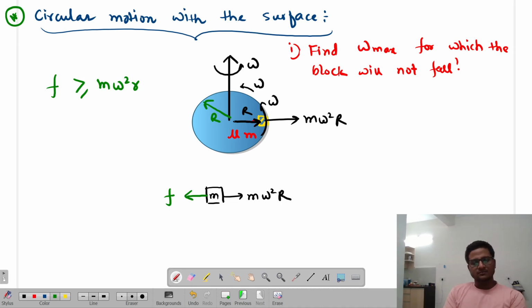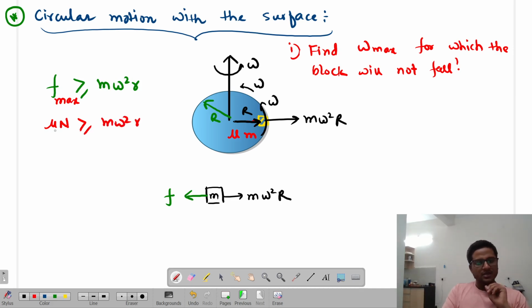Now, if m omega square r is more than the frictional force, then definitely it will fall. The friction can take up to a maximum value, f max. So m omega square r must be less than or equal to f max. Then only the block will stop. So what is the value of f max? Mu into normal. So that must be greater than m omega square r.